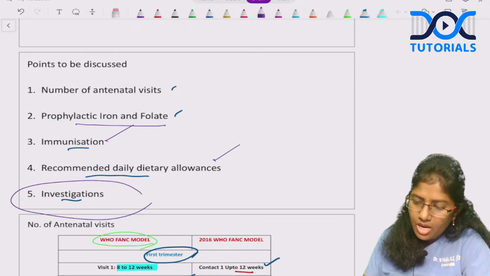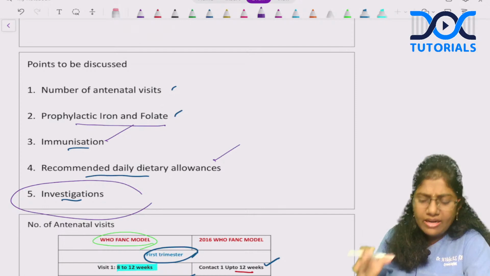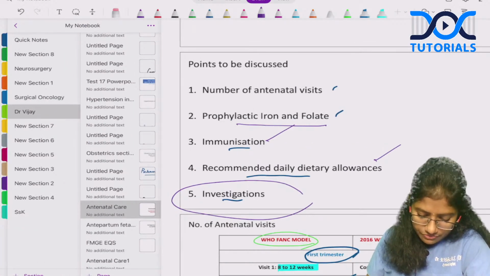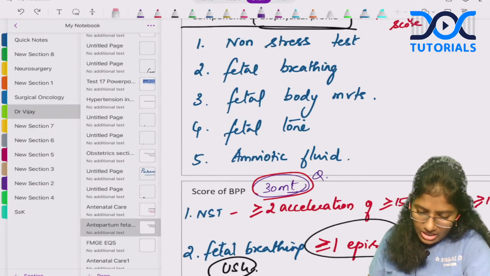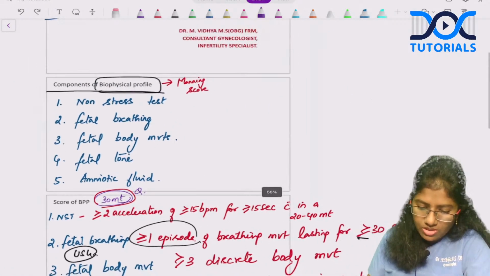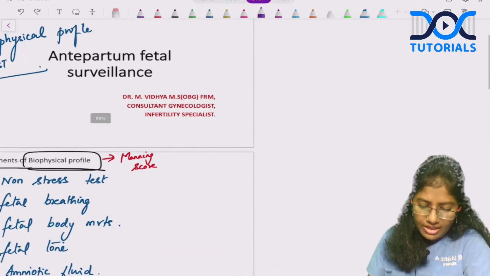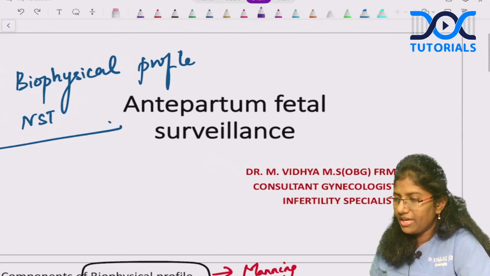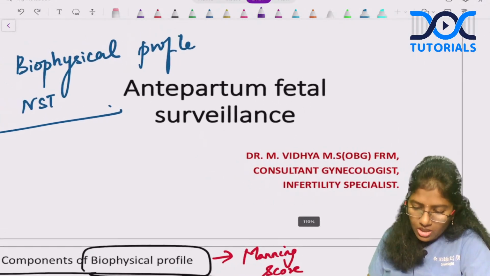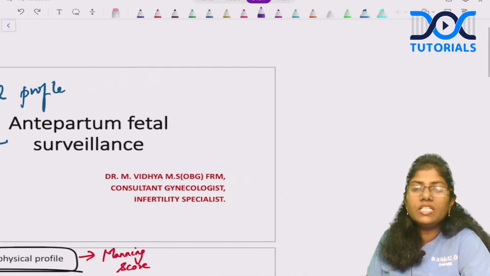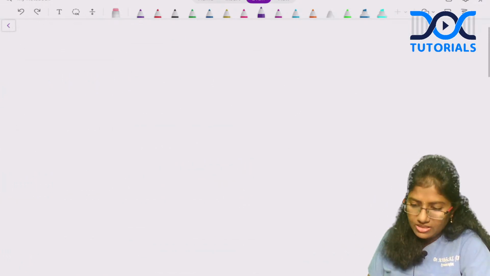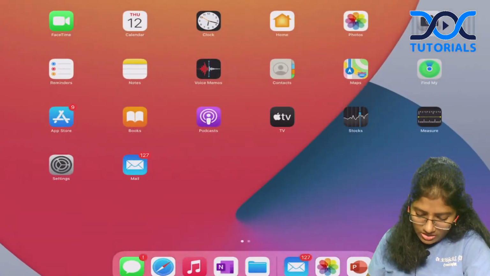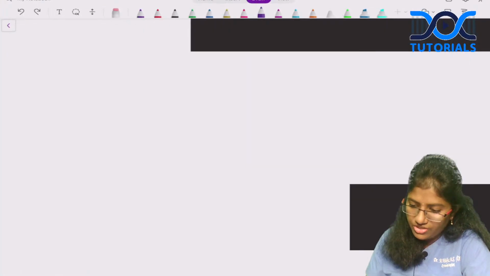Now let us discuss antepartum fetal surveillance. In antepartum fetal surveillance, we will discuss the biophysical profile and the modified biophysical profile. So first question to you: what is the biophysical profile otherwise called? This is the first question to you.